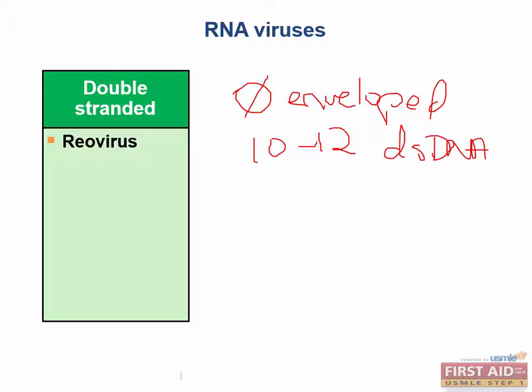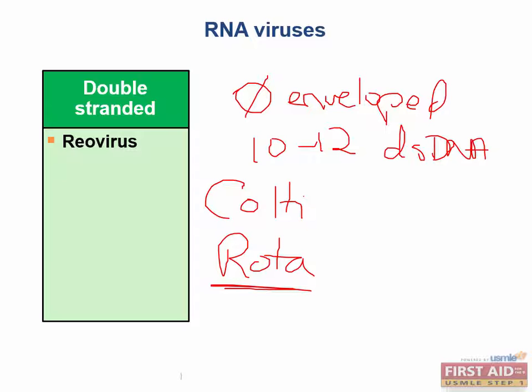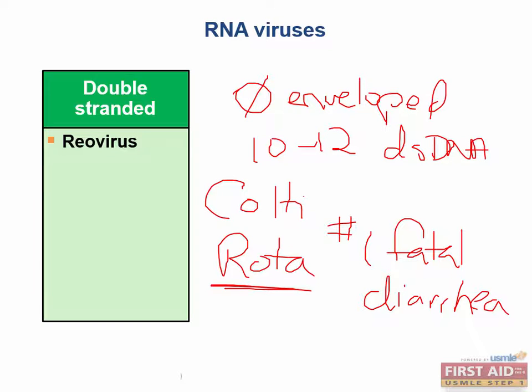In the family of reoviruses is the coltivirus and the rotavirus. The rotavirus is more high yield for Step 1 because it is the number one cause of fatal diarrhea in a pediatric population.